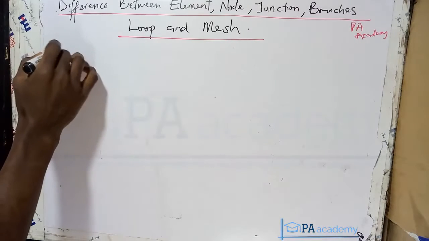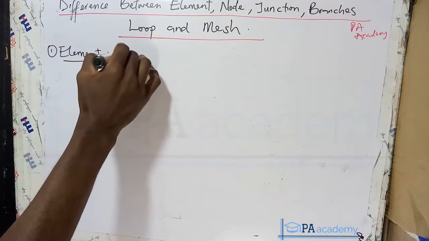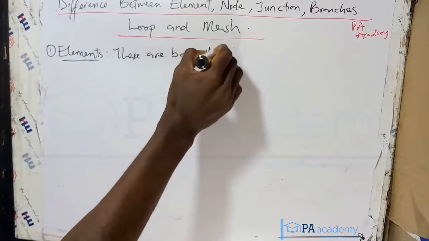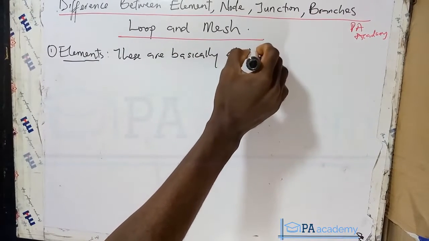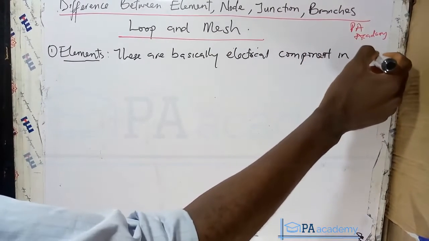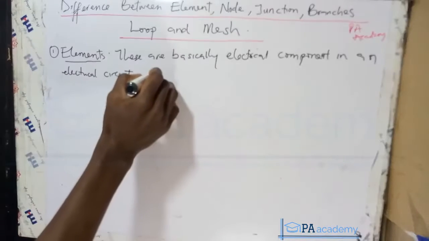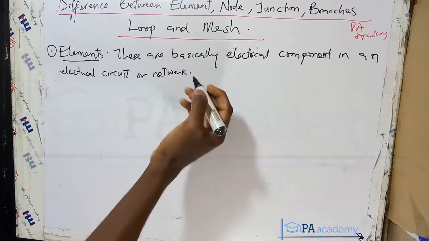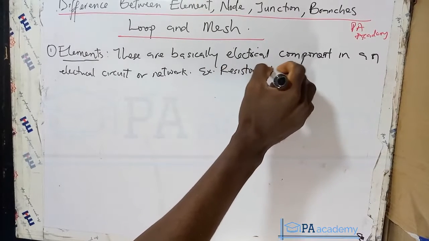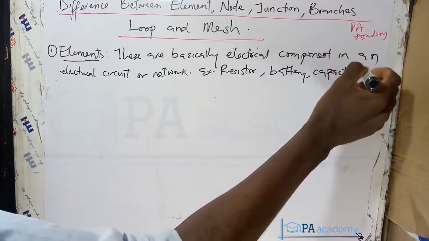So the first one we are going to be looking at is elements. When we say elements, it simply means what? These are basically electrical components in an electric circuit or network. Examples we have are a resistor, the battery, maybe your capacitor, and so on.